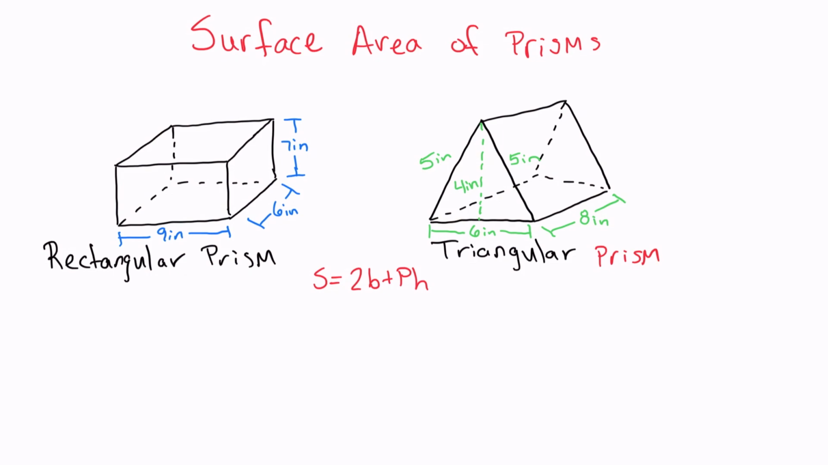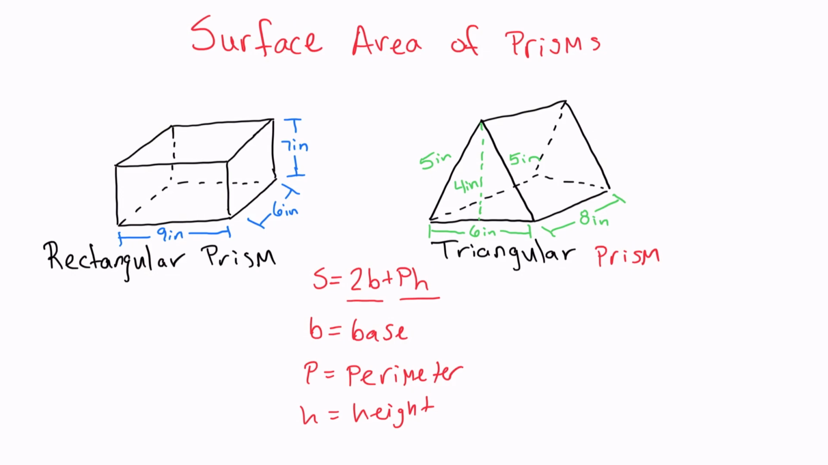For both of these we will be using the surface area equation, which is S equals 2b plus pH, where b is the area of the base, P is our perimeter of our base, and H is our height of our actual object. So these equations are going to look slightly different depending on the shape we're looking at because the bases are different. For example, on the left side I have a rectangular prism.